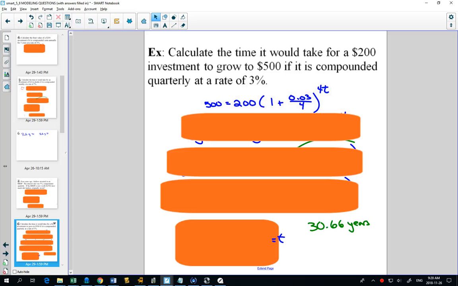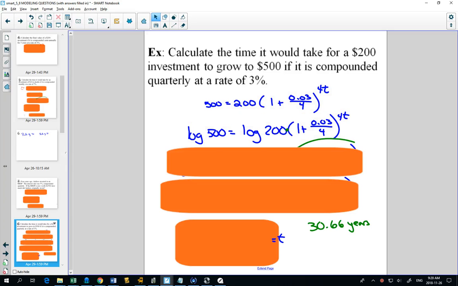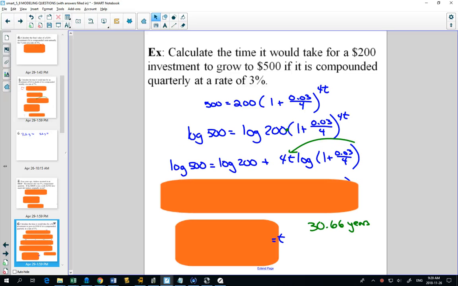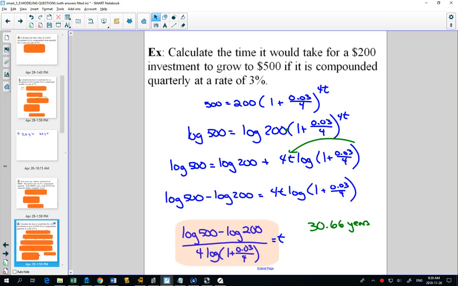Plug everything into the equation. I decided to take the log of both sides right away. You could have divided both sides by 200 to begin with to simplify it. In the way that I did it, I have multiplication here, so I have to add using my log law first before I can bring that exponent of 4t out in front. Get t by itself, plug that into your calculator, and you will get 30.66 years.